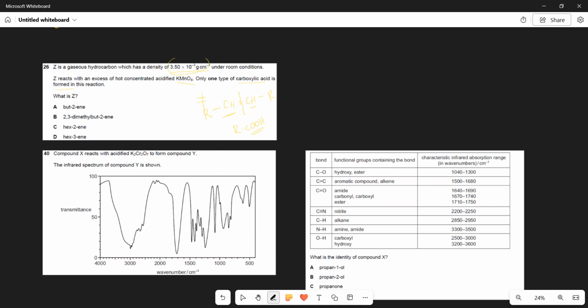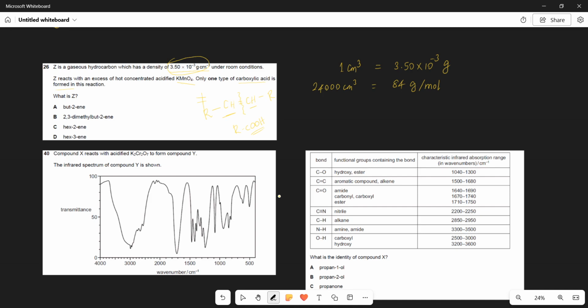First I use this density to find the molar mass. 1 centimeter cube of this hydrocarbon is equal to 3.50 into 10 to the power negative 3 grams. Therefore, 24,000 centimeter cube of this hydrocarbon, when I calculate, I get 84 grams, which is 1 mole of it.